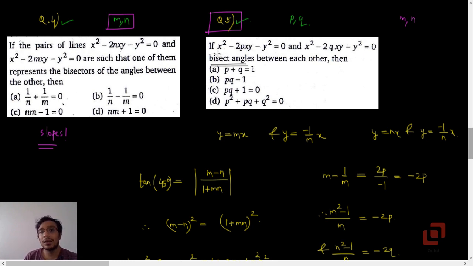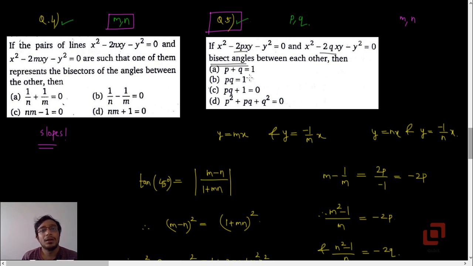So if x squared minus 2pxy minus y squared equal to 0 and x squared minus 2qxy minus y squared equal to 0 bisect the angles between each other, then p plus q is 1, pq equal to 1, pq plus 1 equal to 0 or pq equal to minus 1, and option D is p squared plus pq plus q squared equal to 0.